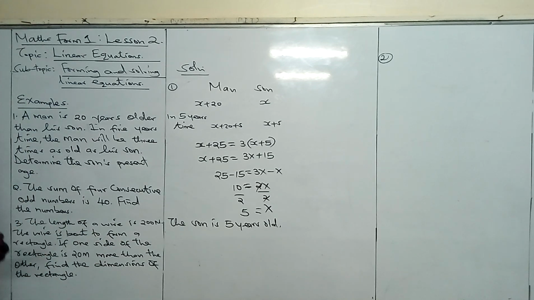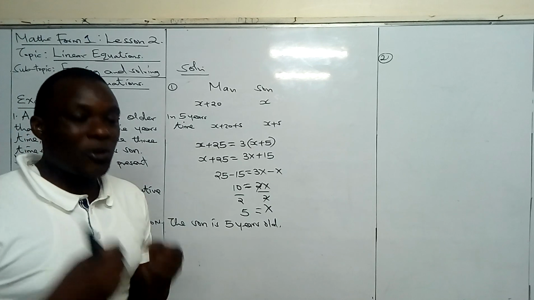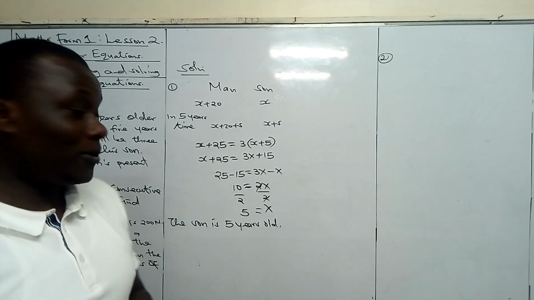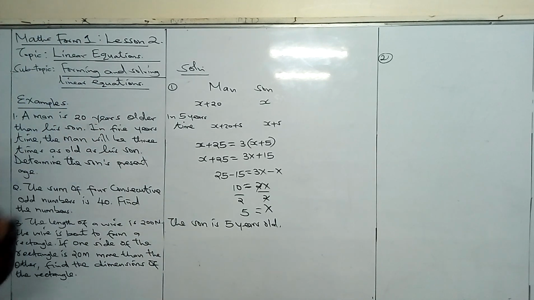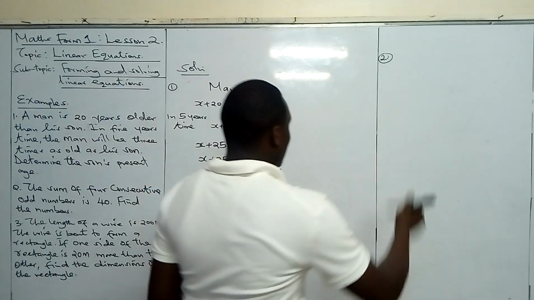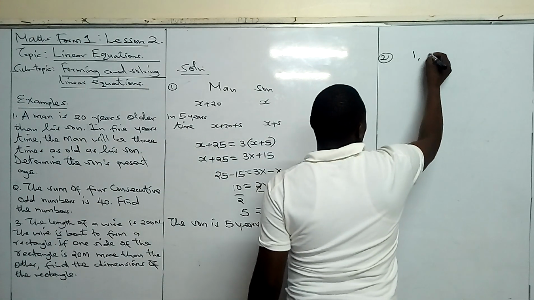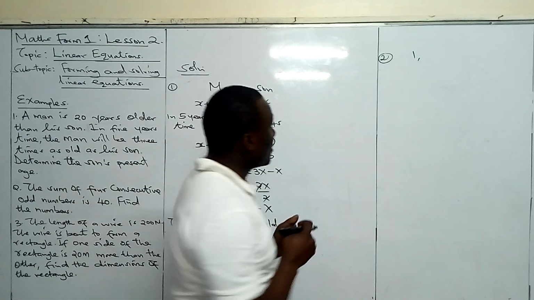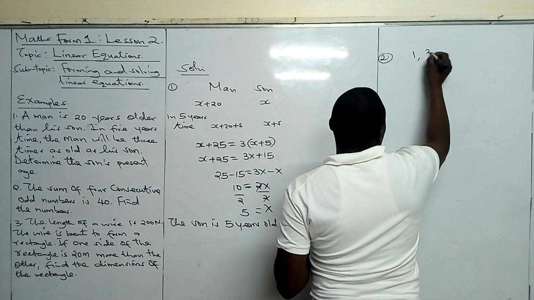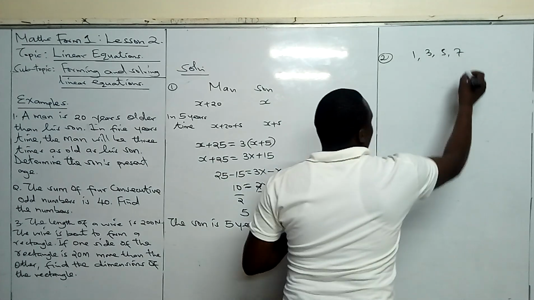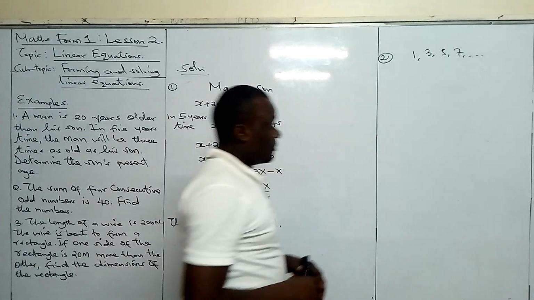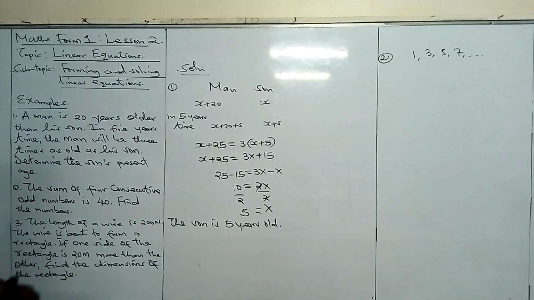Odd numbers are those numbers that are not divisible by 2. Those are the ones that we call odd numbers. An example of an odd number is 1. 2 is not an odd number. Next is 3, 5, 7, etc. So I've just written some examples of odd numbers that we know.